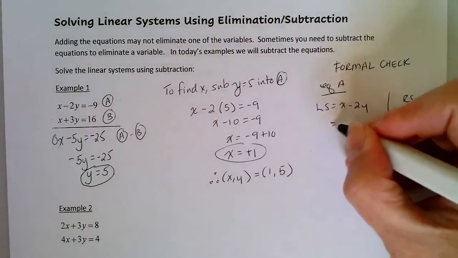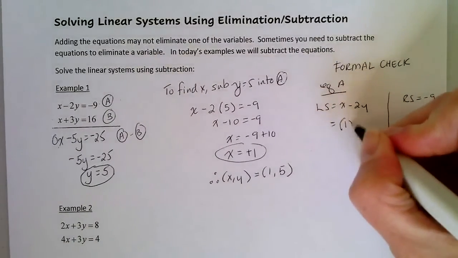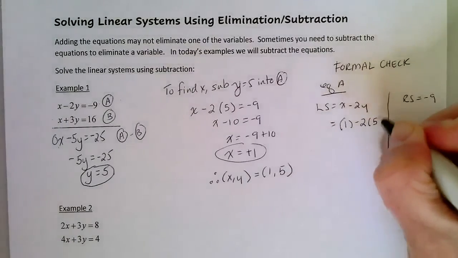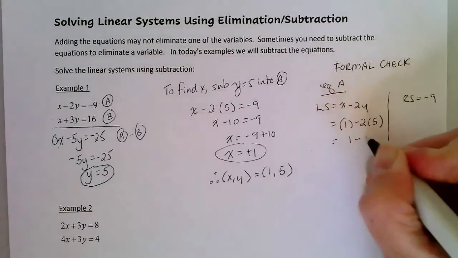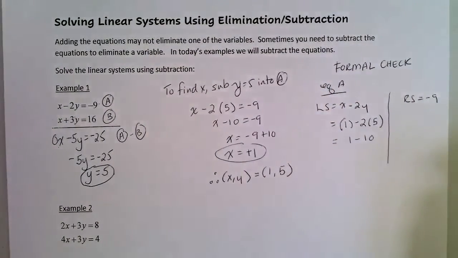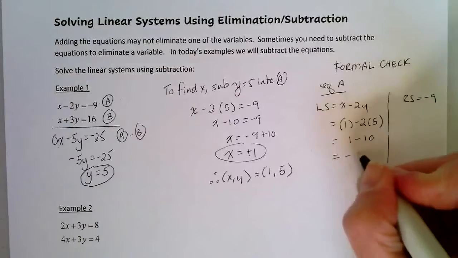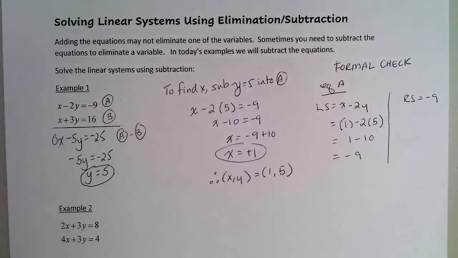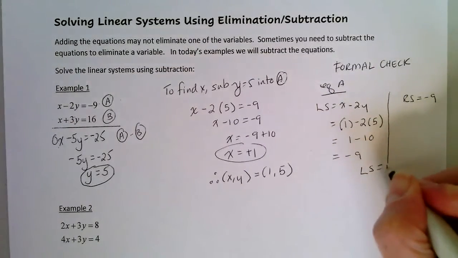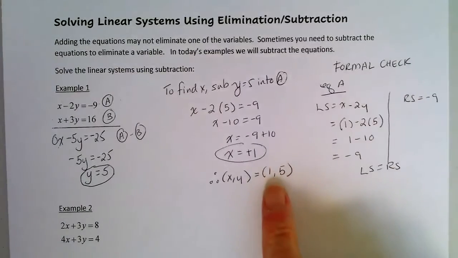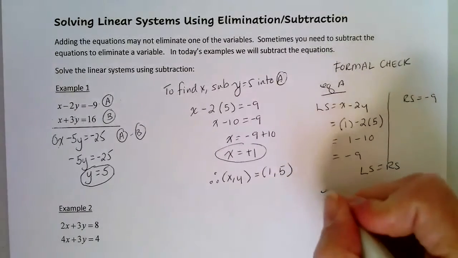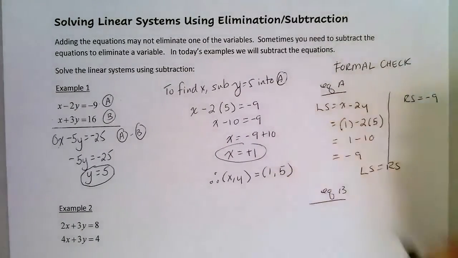Now, on the left-hand side, we are going to replace the x with 1 and the y value with 5. We clean this up, performing operations based on order of operations, so multiplication first, followed by subtraction. So 1 take away 10 is -9. The left side is equal to the right side. So I have verified that (1, 5) is indeed a point on line A. But I also have to go through the process and check equation B as well.